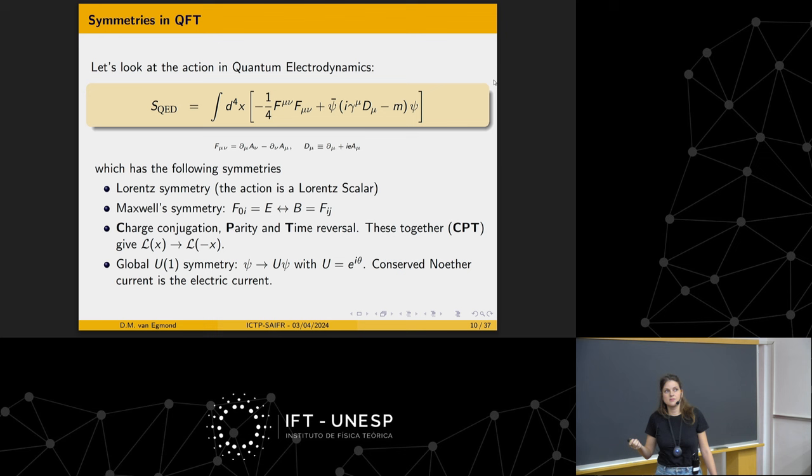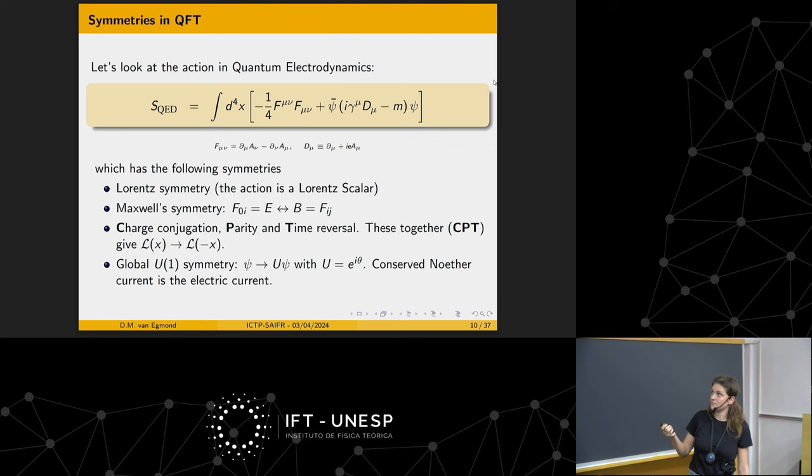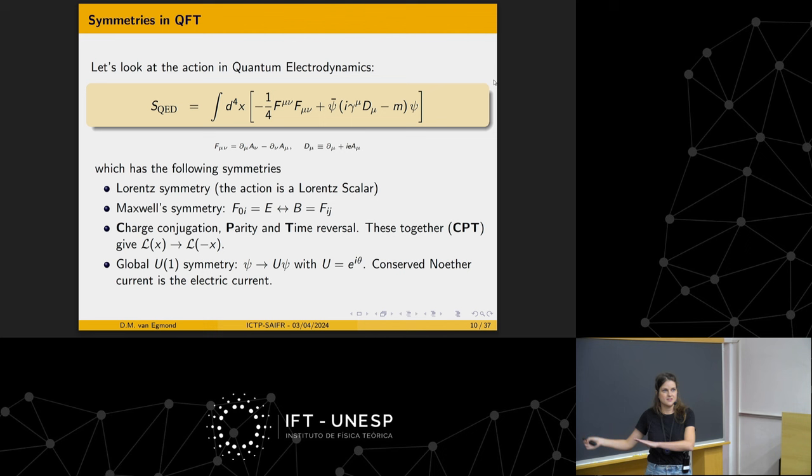And what are these symmetries? So obviously we want Lorentz symmetry. Well, unless you want to break Lorentz symmetry, but this is a completely different story. Let's respect Lorentz symmetry for now. So we can immediately see that this action has a Lorentz symmetry because it only has Lorentz scalars. These are indeed vectors, but you can see that they are all summed over. So in the end, you will get a Lorentz scalar, which is Lorentz invariant.